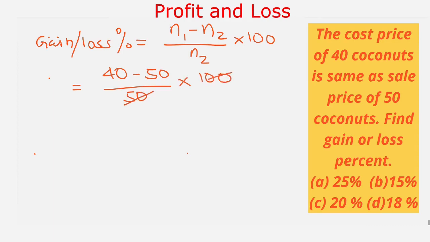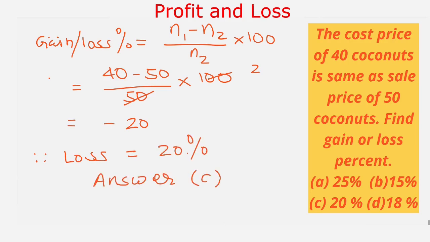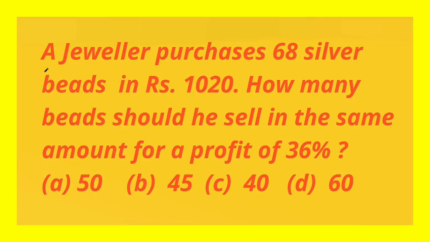50 divides 100 for 2 times, and 40 minus 50 is minus 10, and minus 10 multiplied by 2 is minus 20. So this is minus 20. As it is negative, it means it is loss. Therefore, loss is equal to 20%. And from the given options, our answer is option C, 20% loss. We go to the next question.